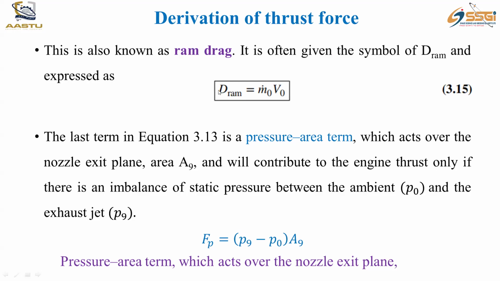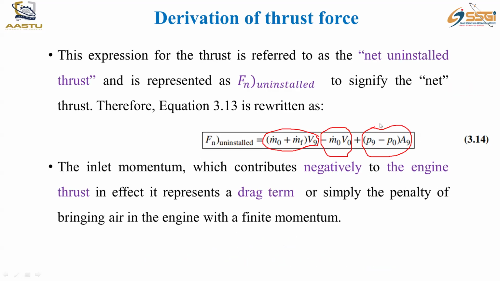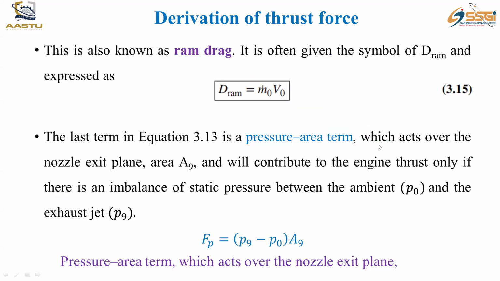This is where it was interrupted. Okay, so this is the ram drag, which is the drag contribution. And the last term here is the pressure thrust. It is thrust due to pressure, P9 minus P0 times area A9, which is called the pressure area term, and which acts over the nozzle exit plane.